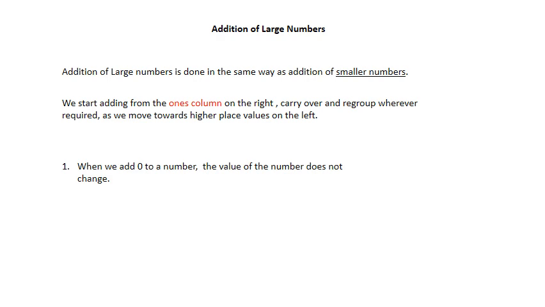There are 3 rules here. First one: when we add 0 to a number, the value of the number does not change. Let us see an example. 64,789. In this we add 0. So the answer remains itself. So by adding 0 to any number, the value of the number does not change. It remains the same.